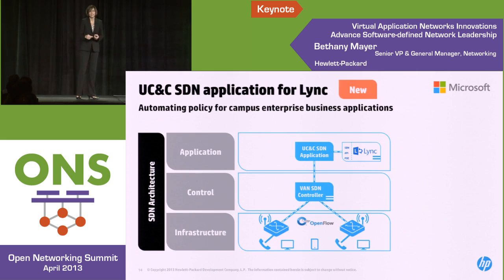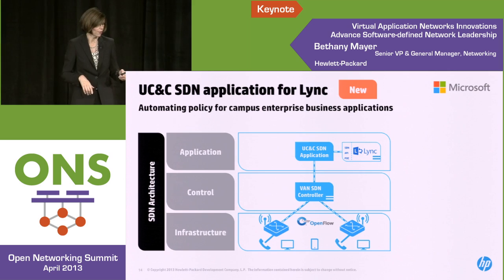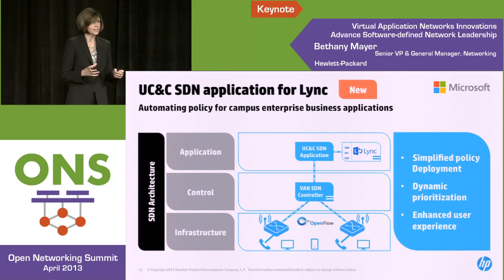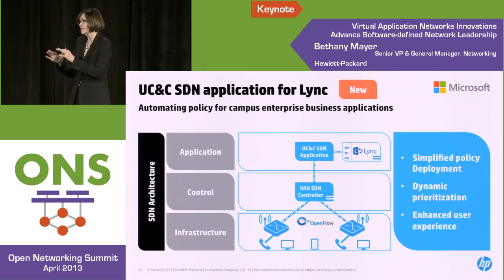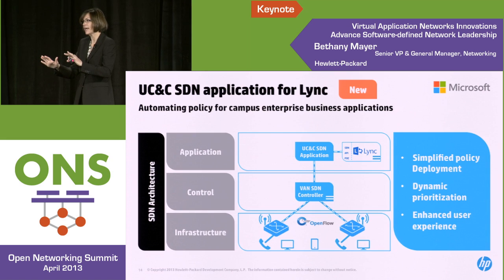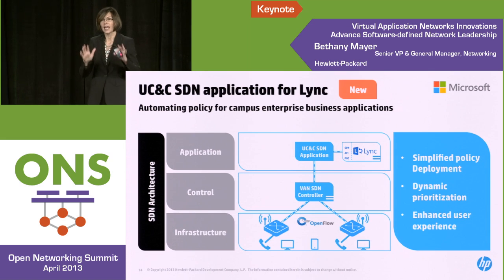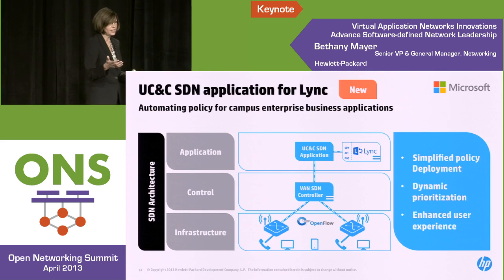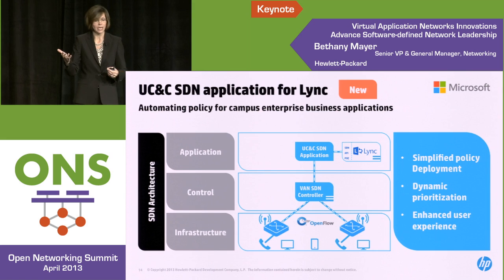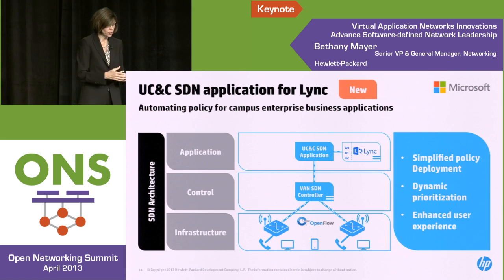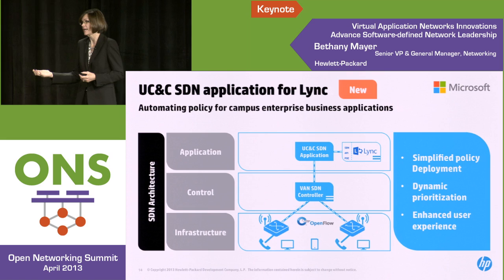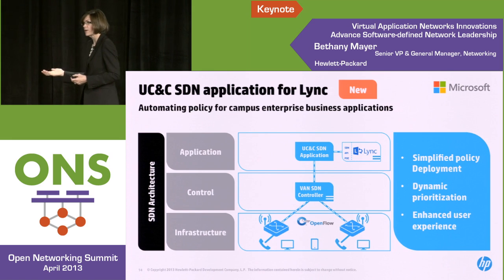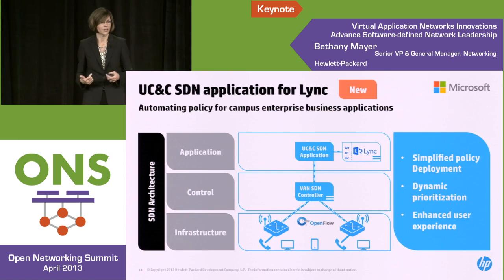It's a really unique application, one that I think you'll find very interesting, and one that we're demoing here at the show. It brings simplified policy deployment, because using policy that's already in place, the network dynamically senses that there's Lync activity occurring, a Lync call or video, and changes as a result. Prioritization is dynamic: when Lync is on, it gets reprioritized, and when it's not, that prioritization changes. And finally, of course, an enhanced user experience. You get a better user experience with Lync when you have an application like this deployed in your network.